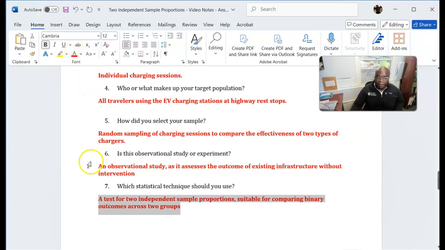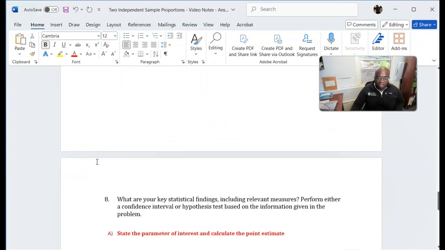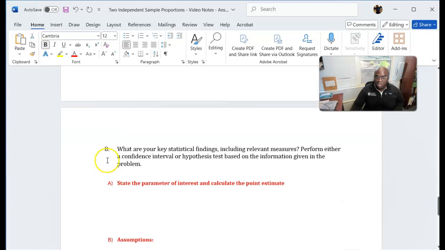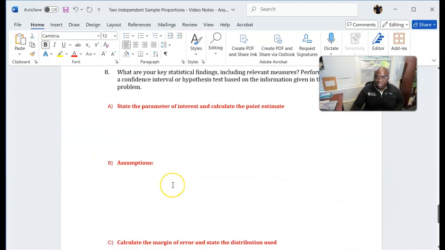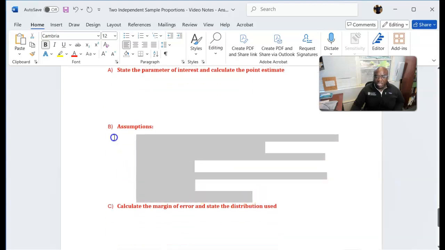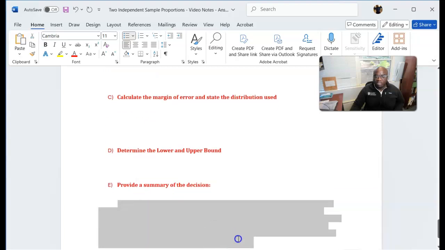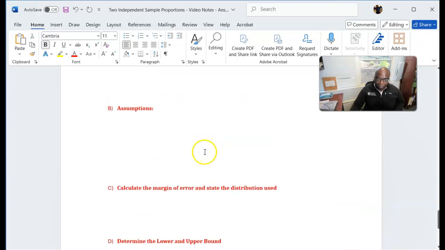All right, so now we can talk about question 8. Again, we want to really emphasize using the confidence interval. So we're going to state the parameter of interest as well as calculate the point estimate. Talk about the assumptions. They're quite long this time, which is fine. Calculate the margin of error, distribution, determine the lower bound, upper bound, and then provide a summary of our decision.